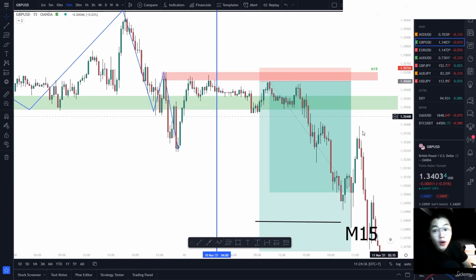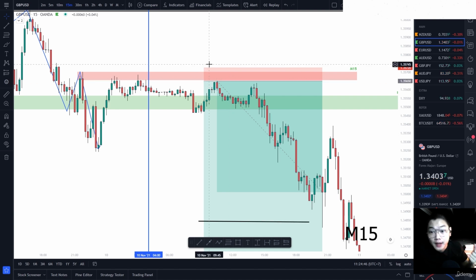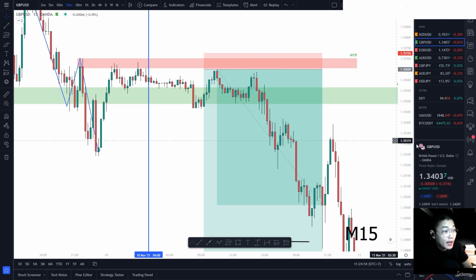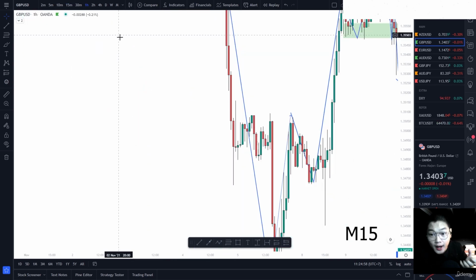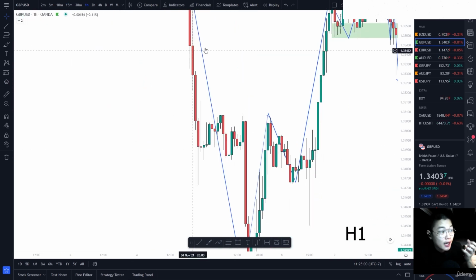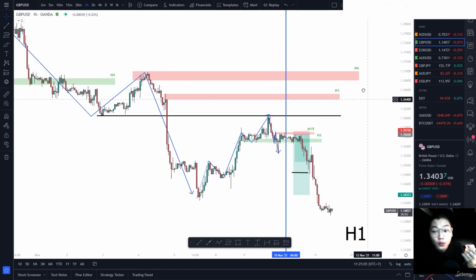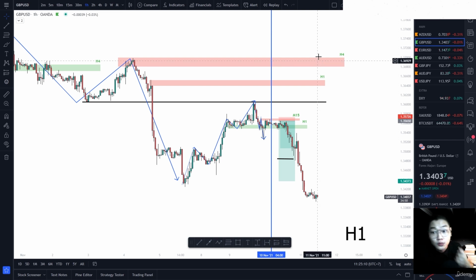For this case, you can enter a little bit below this supply zone and put the stop loss a little bit above this supply zone. And for this case, my stop loss is only 7.6 pips, and my take profit is until below this. If you want to define the take profit, you can jump into the 1 hour time frame first, because we want to minimize the losses and maximize our profits. Therefore, we enter on the lower time frame and take profits on the higher time frame.